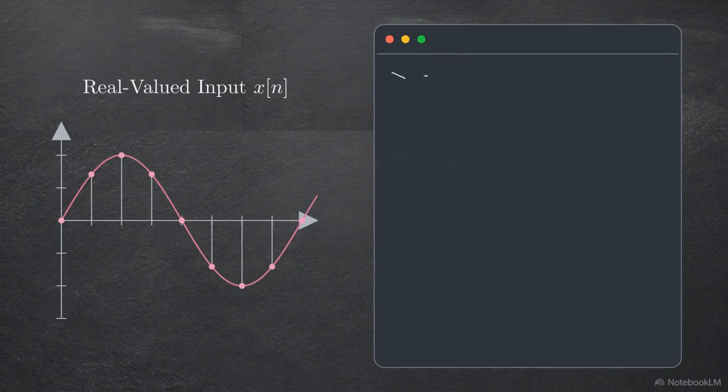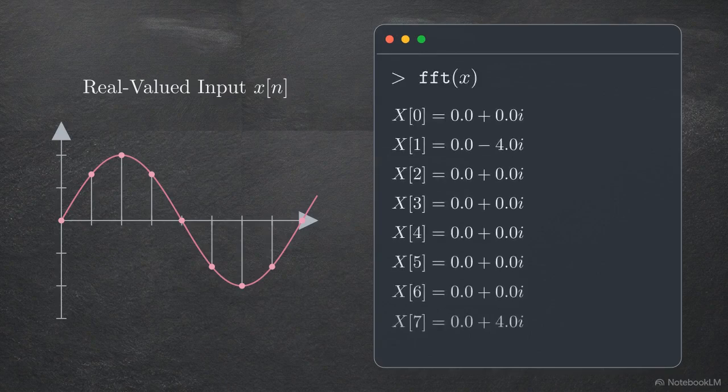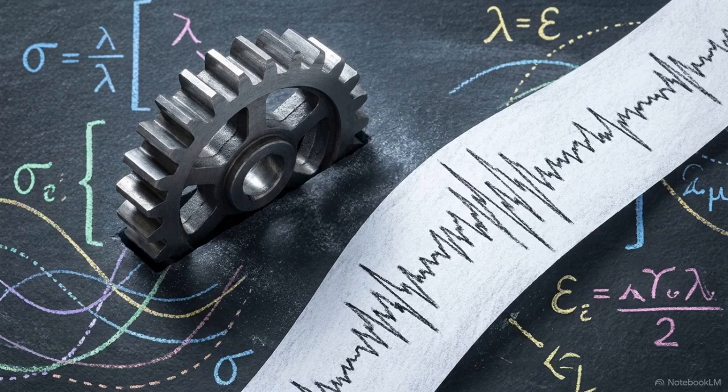This visualization shows the standard engineering approach. On the left is our real-valued input wave. On the right, a terminal runs a standard fast Fourier transform. The output array populates with negative frequency bins and complex numbers. The algorithm takes a perfectly real input and generates an output heavily reliant on the imaginary unit i, the square root of -1. This introduces a computational paradox.